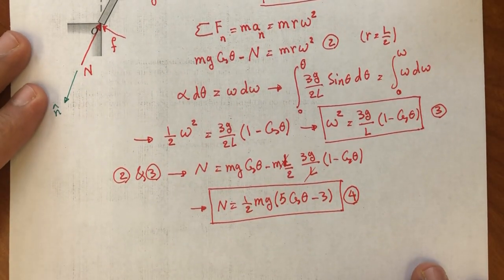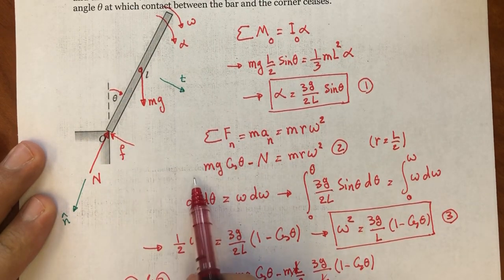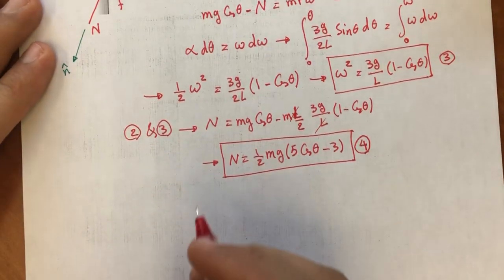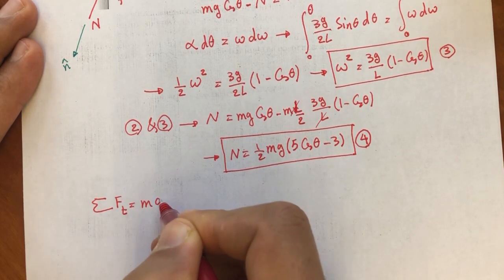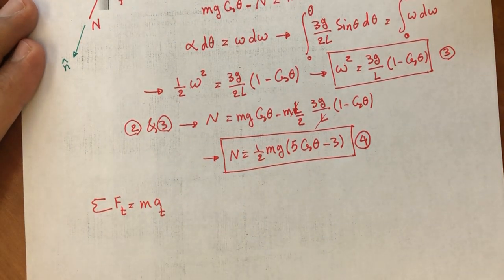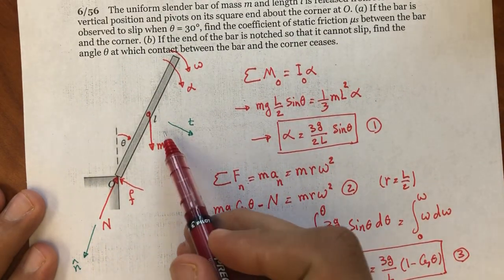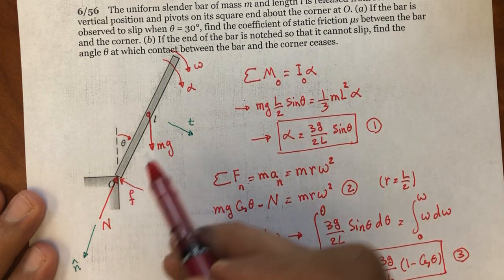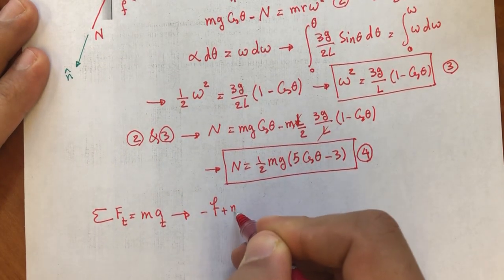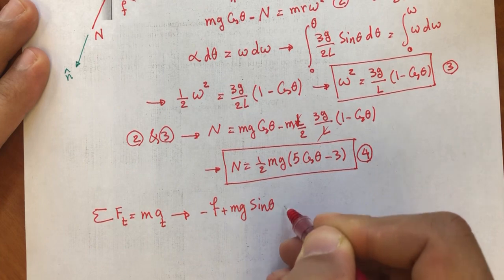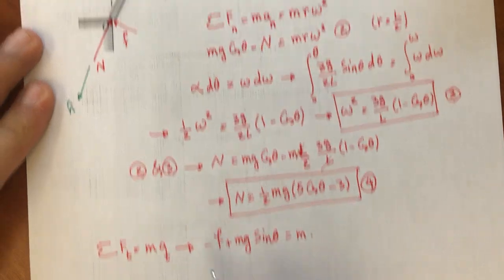The only other thing that I need here is finding the friction force. How can I find the friction force? I can write the Newton equation in the tangential direction. Sum of the forces in the tangential direction is equal to mass times acceleration of the centroid in the tangential direction. If you look at our free body diagram, the forces that we have in the tangential direction is negative F and mg sine of theta. So negative F plus mg sine of theta is equal to mass times acceleration of the centroid in the tangential direction.